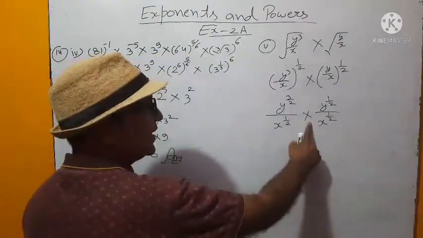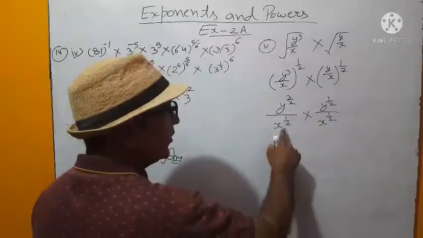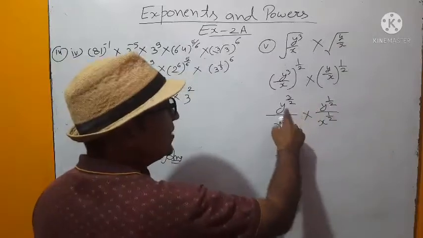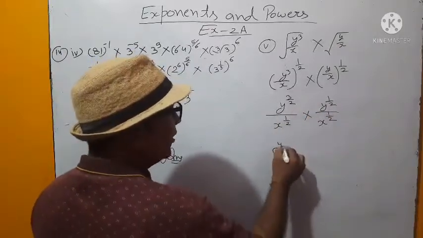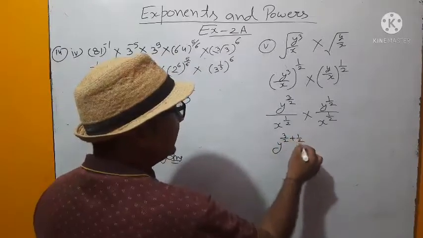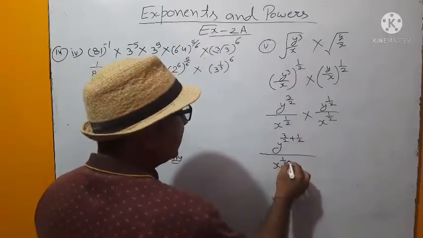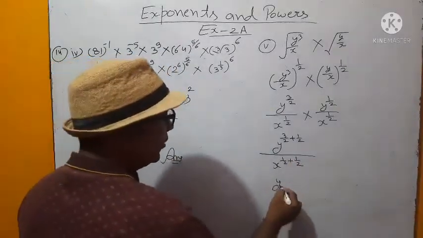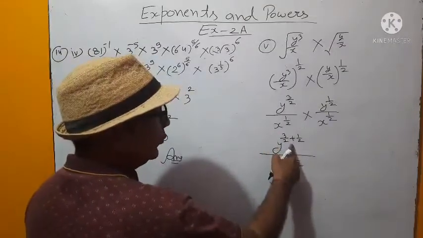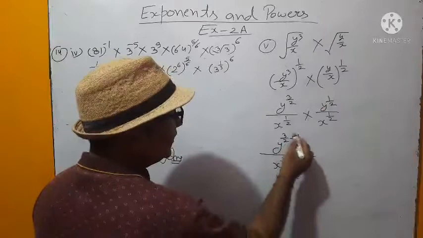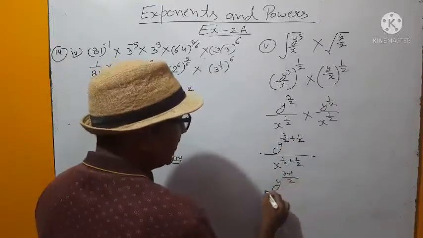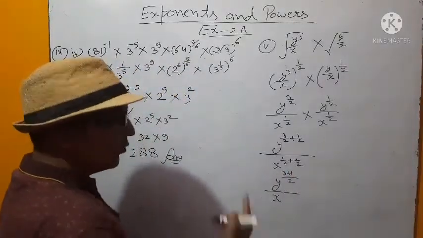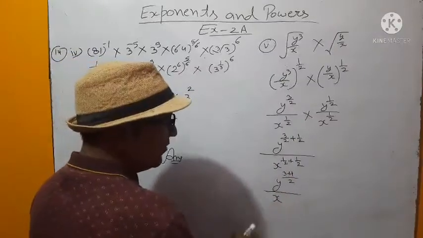Now in the case of multiplication, we know that numerator is multiplied by numerator, denominator is multiplied by denominator. And if bases are same then exponents are added, means y power 3 by 2 plus 1 by 2 upon x power 1 by 2 plus 1 by 2. Now 3 by 2 plus 1 by 2: if you take LCM 2, you will get 3 plus 1 upon 2. And half plus half is 1, you know it, so no need to calculate. So x power 1.